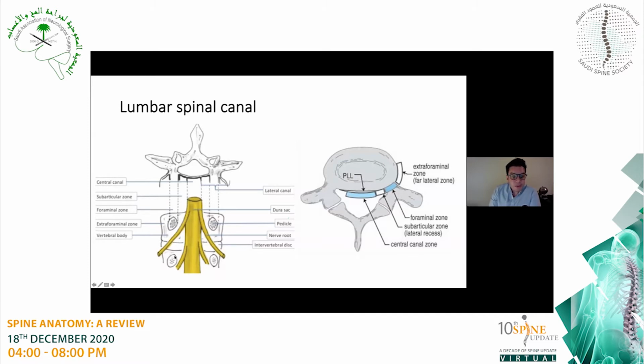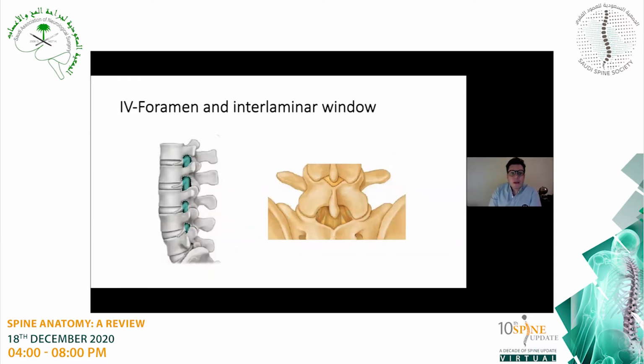And the foramen, between the medial and lateral pedicular line, the lesions here can compress the exiting nerve root. And lateral to the lateral foraminal line resides the extraforaminal zone, which also can compress the exiting nerve root. Intervertebral foramen and interlaminar window are variable in the lumbar spine from upper to lower spine.